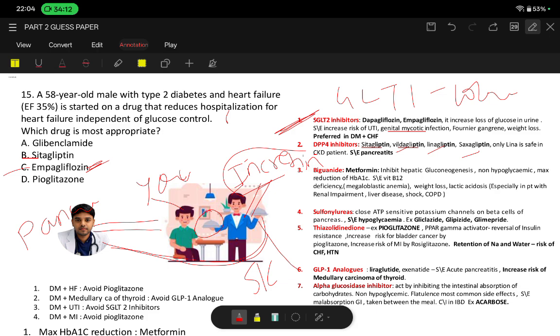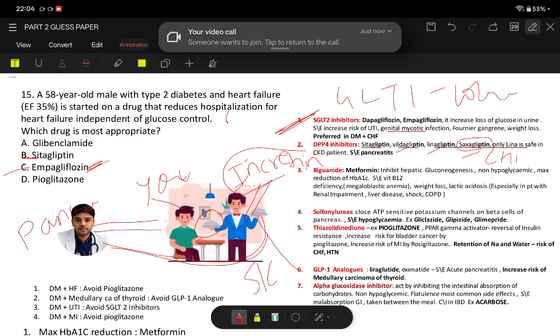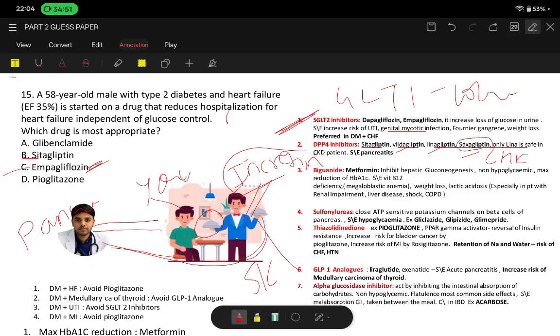Okay? So out of all of them, which is safe in a CKD patient? You have to take Lina. Okay? And one thing you have to remember, this Saksha is very dangerous. She is maintaining 50 to 60 boyfriends. She is very toxic to boys' hearts. So it is contraindicated in congestive heart failure. Got it? No more doubts.